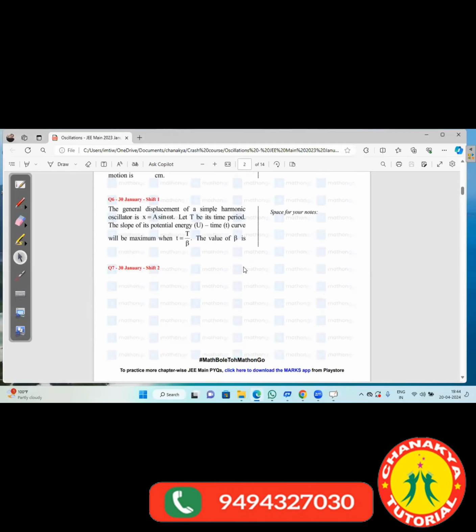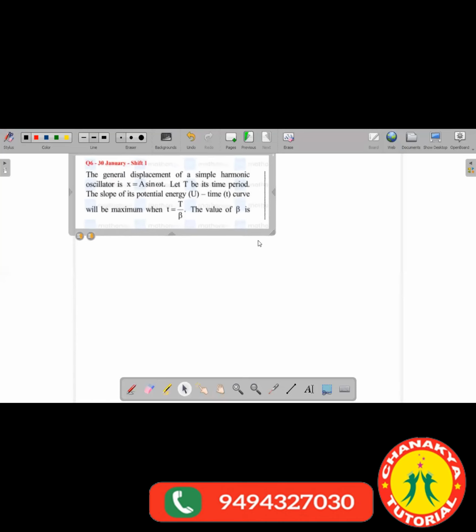Let's see. The general displacement of a simple harmonic oscillator. So again, you have the simple harmonic oscillator, and its displacement equation is given as x equals a sine omega t. Let T be the time period. The slope of its potential energy U and time graph will be maximum when t equals T by beta. The value of beta is? So the question, if you see, has the slope of potential energy and time graph.